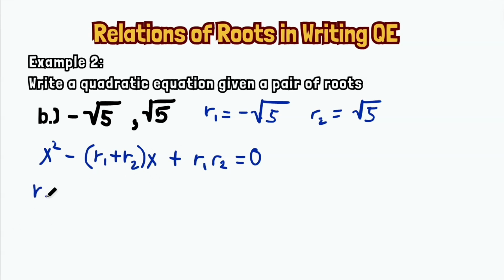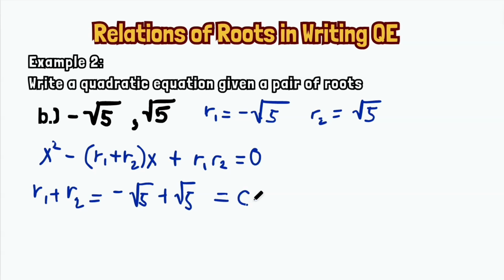And we have this particular root 1. So allow me to share here how we add these two roots. Root 1 plus root 2, that is negative square root of 5 plus positive square root of 5. And we all know that is going to be 0, right?